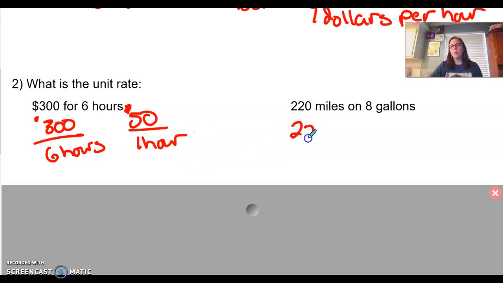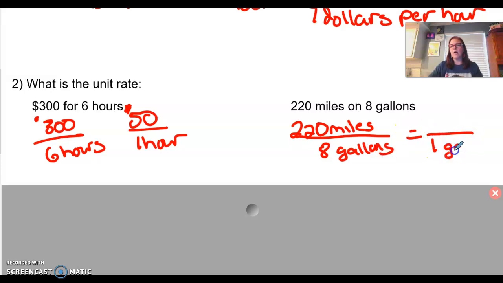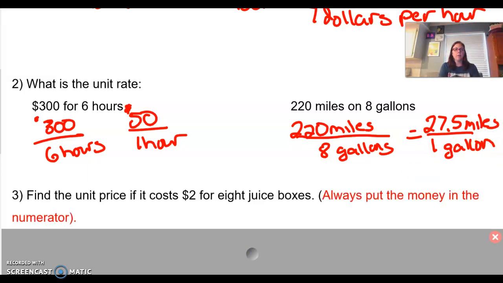If we drove 220 miles on 8 gallons of gas, it's asking how much can we go on 1 gallon? How far did we go on 1 gallon? So 220 divided by 8 is, it's okay to get a decimal, 27.5 miles for 1 gallon, or you can say miles per gallon.